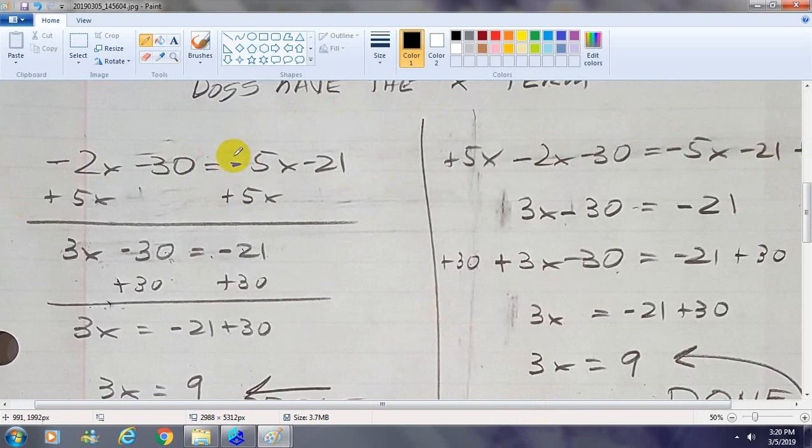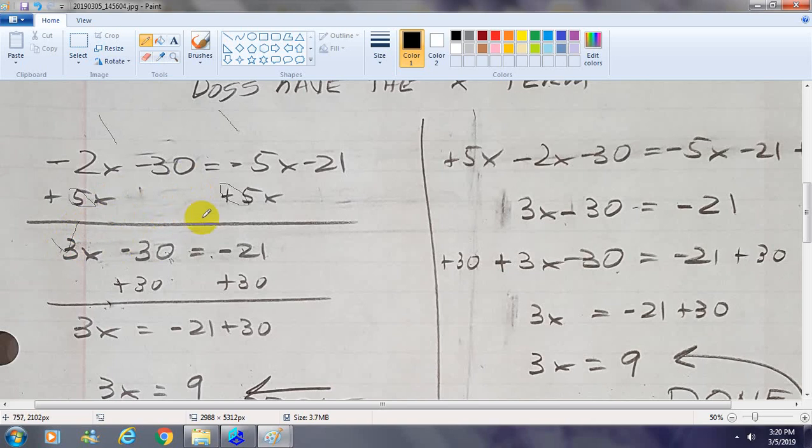So here we added a 5x on this side. We have to do the same thing on this side. Remember, whatever we do on this side, we have to do on this side. So we added a 5x here, we have to add a 5x here. And then you add the minus 5x and the plus 5x, you get 0x. And here you do the minus 2 plus 5, you get a 3x. Okay? So this is one way to do it.